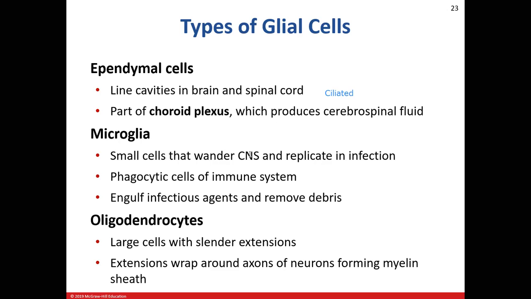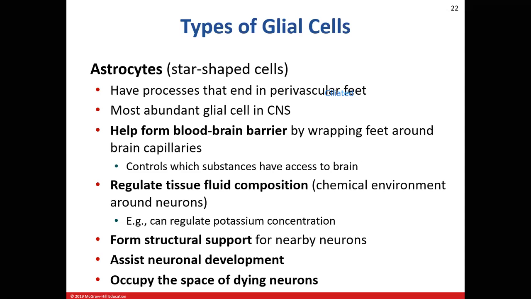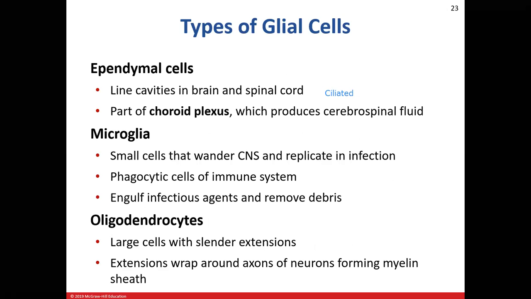Now, these first four types of glial cells that we've talked about are astrocytes, as I scroll back here, our ependymal cells, our microglia, and our oligodendrocytes. They are all a part of the CNS, okay? So these are glial cells found within the CNS. We'll talk about two separate types of cells that we find in the PNS coming up.